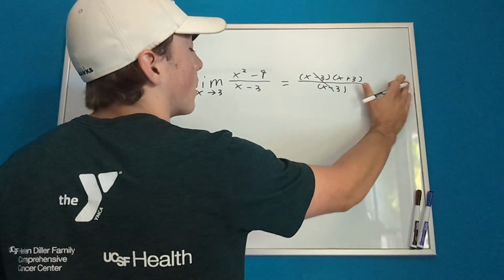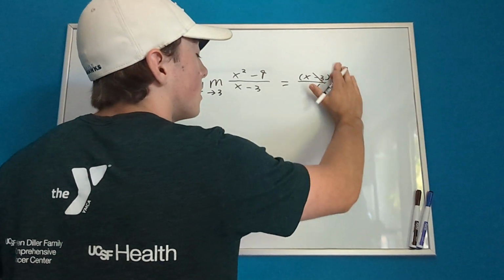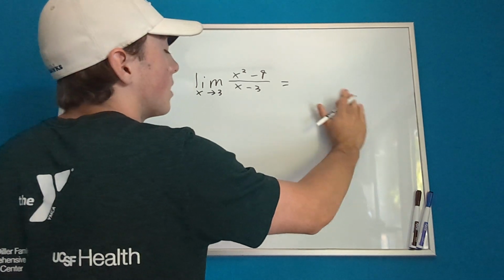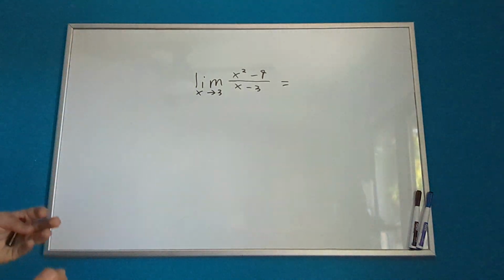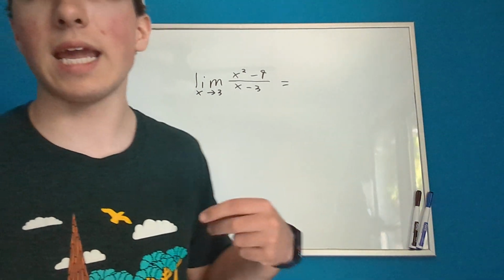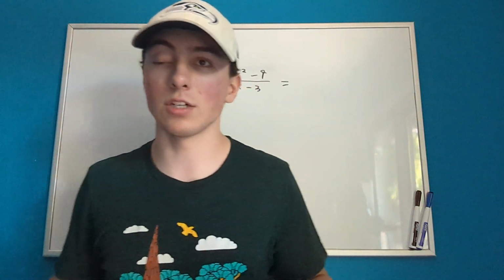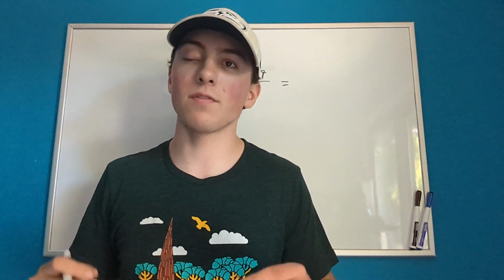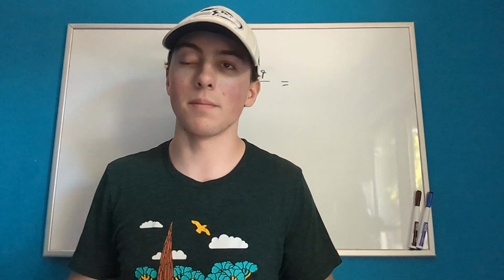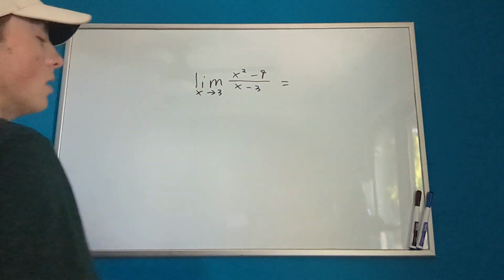Now, a different rule that we could talk about, and if you're brand new to calculus, you don't need to know this, but L'Hopital's rule. What does that mean? It means when it's 0 over 0, or it's in indeterminate form, we can take the derivative of both the top and the bottom, and then we can use direct substitution.